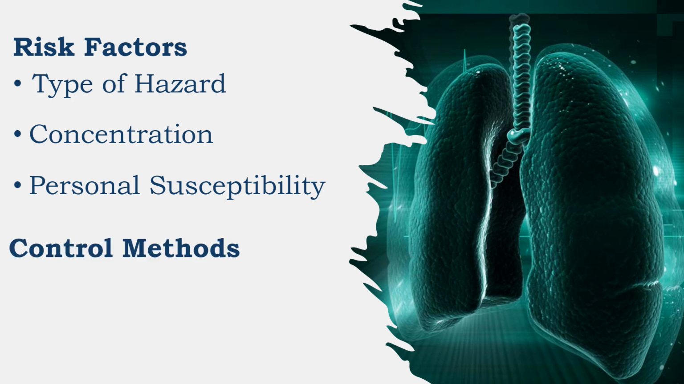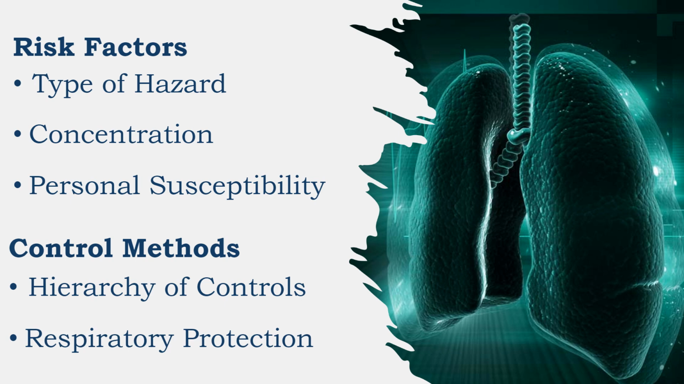The methods of controlling exposure are the hierarchy of controls. Employers should prioritize eliminating, substituting, engineering controls, and administrative controls before relying on respiratory protection, and using the correct type of respiratory protection based on the hazard. Respirators are a last resort for protection against contaminants and should only be used when other controls are not practical.